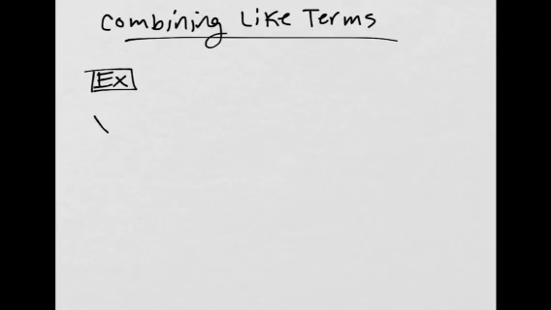So, like terms would be 2x, 4x, and, I don't know, 7x. Those are all like terms because they all have a variable, which is x, and their exponents would be 1, but you don't really have to write the 1 there. Okay, that's a small example of what like terms are.